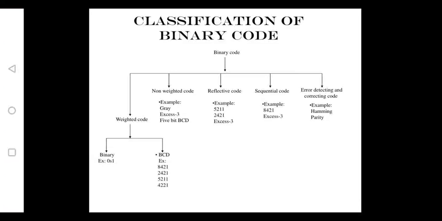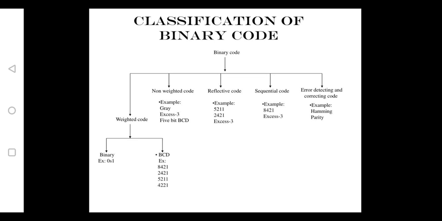So in the last session we have discussed what the number systems are, how to convert from one number system to another, and how to represent a binary number, whether the given number is signed or unsigned binary. So in this session let us discuss the classification of binary codes, what the different binary codes are, how to represent them, and what is the importance of each code.